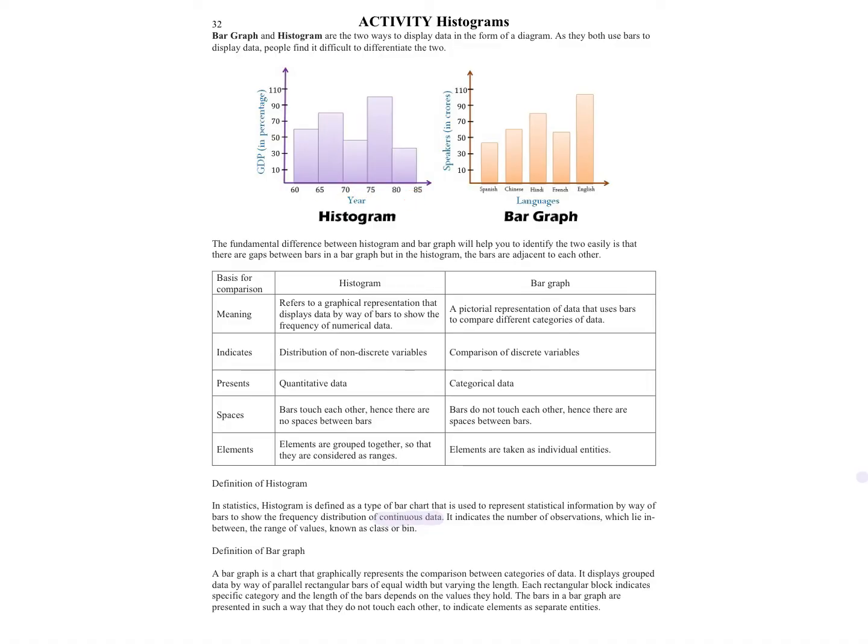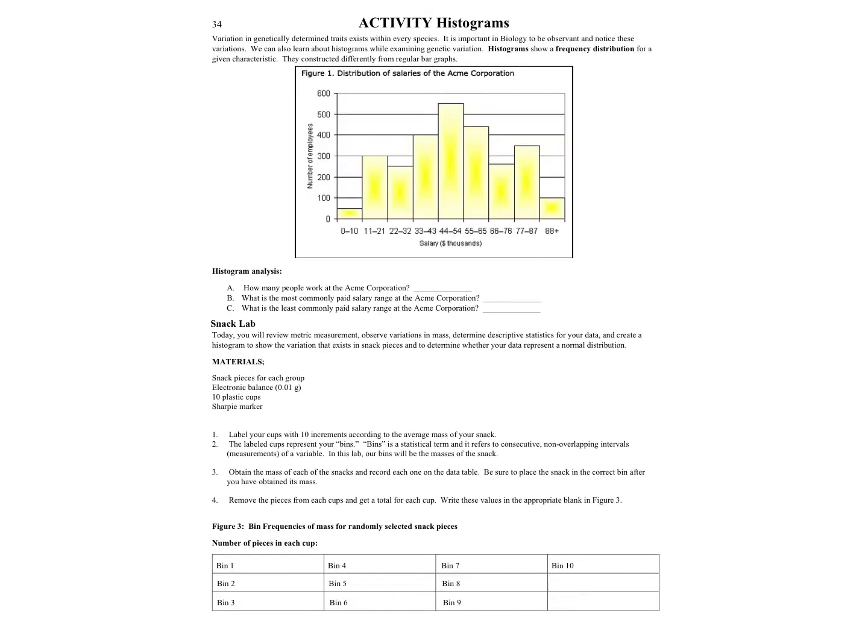Whereas with a bar graph, you're looking at data that is more in categories. So for example, there would be no overlap between Spanish and Chinese here, so they are distinct and they're separated bars. Whereas in histograms, you can see they are close by, touching each other.